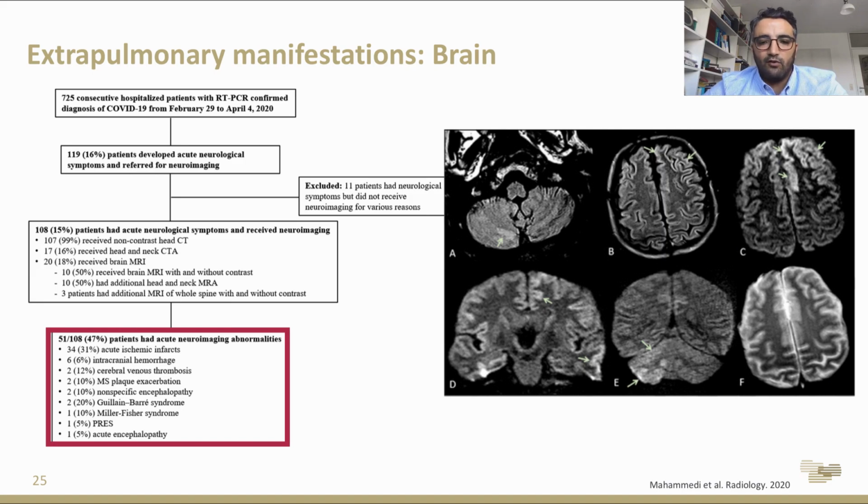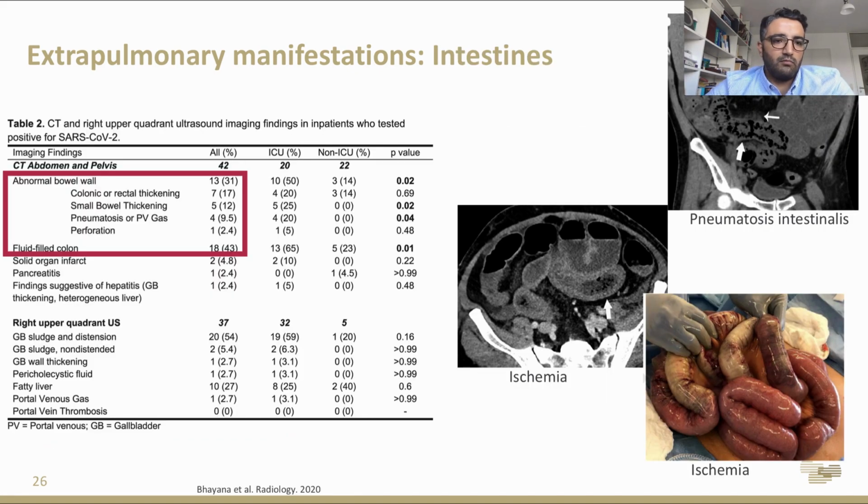What is happening, nobody knows at the moment. There are studies going on now to find out what's happening, but there is something. There's some link between COVID and the brain. The same thing was found with the intestines. In this study, they found imaging findings. Patients tested positive for COVID, and 31% of them had changes in the abdomen, in the intestines.